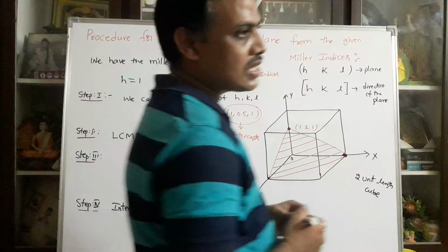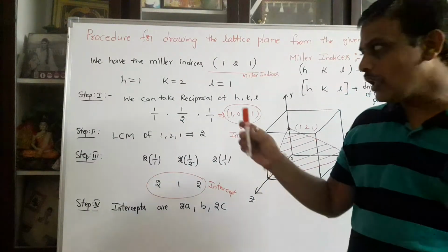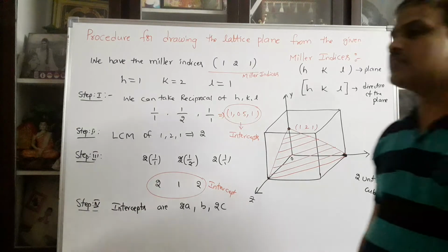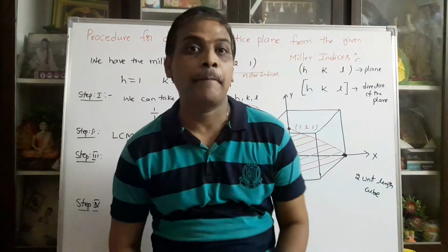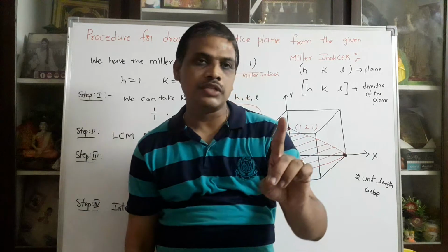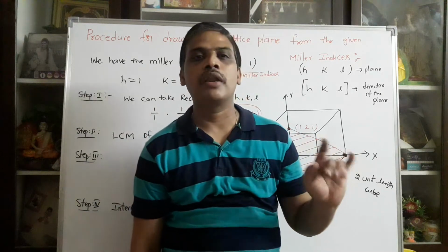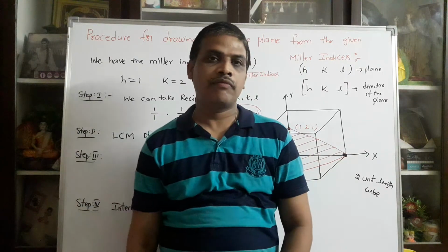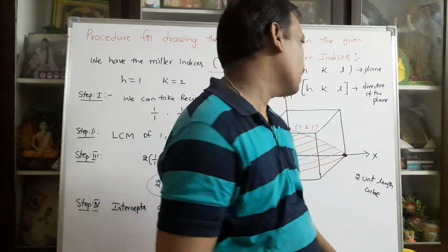Especially, Miller indices indicate the lattice plane direction. Lattice planes, according to Miller indices, are not given completely for a particular lattice plane. A single lattice plane's information cannot be given by the Miller indices, but they can give the set of family planes. Family planes is nothing but, already we know that.